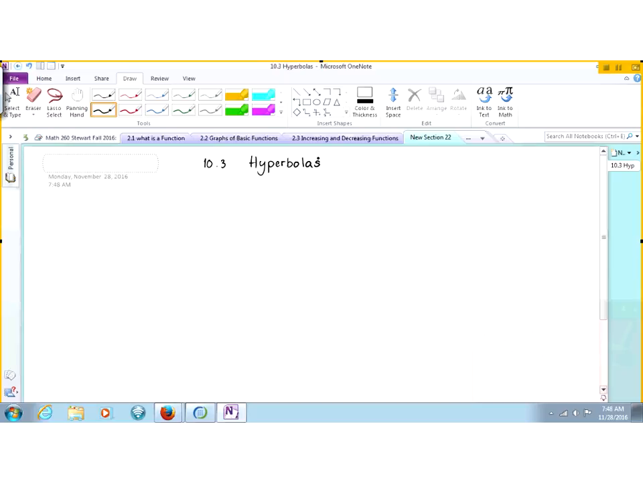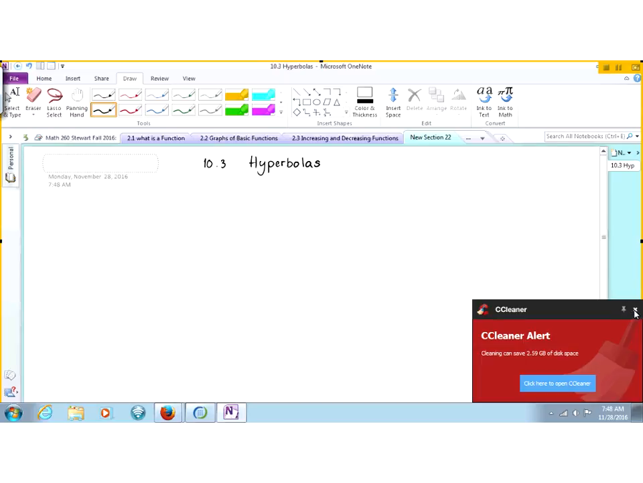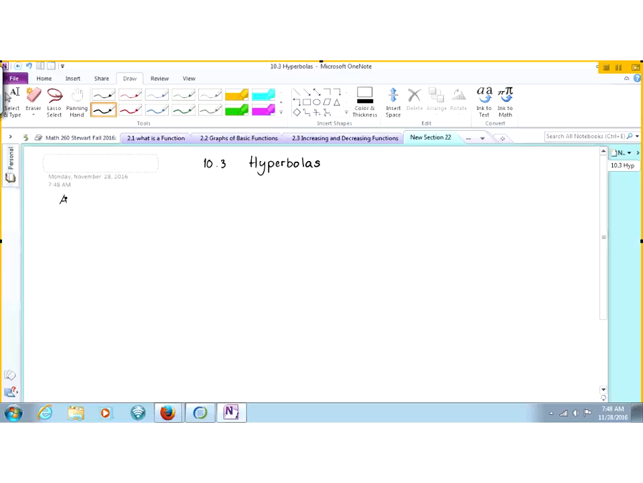Now let's talk about the geometric definition. For an ellipse, the sum of the distances from two fixed points is fixed, but for the hyperbola it is the difference. So let's talk about the geometric definition of a hyperbola.